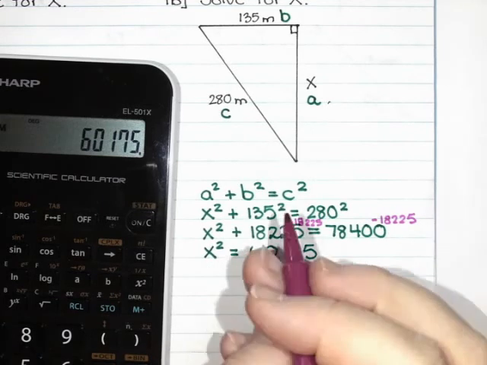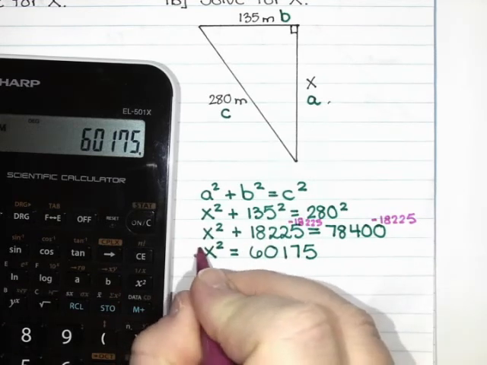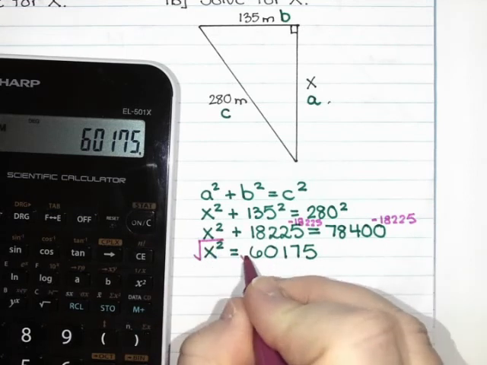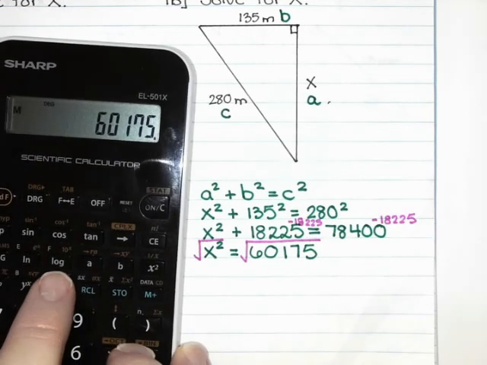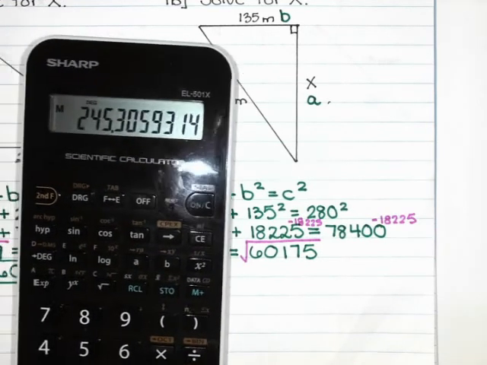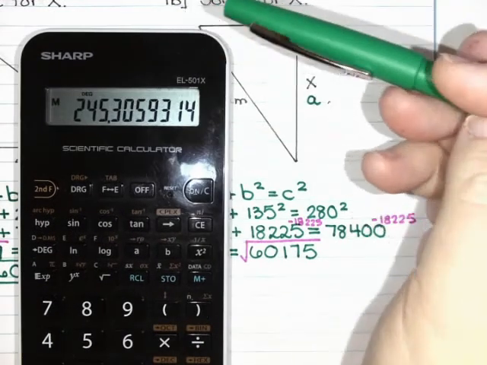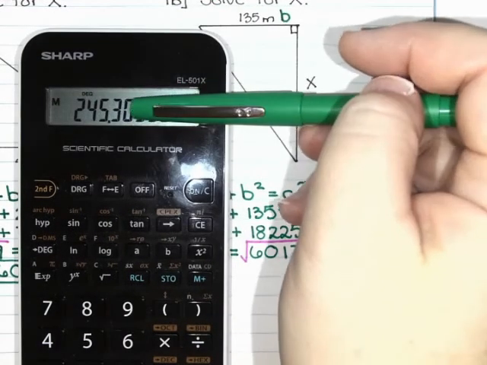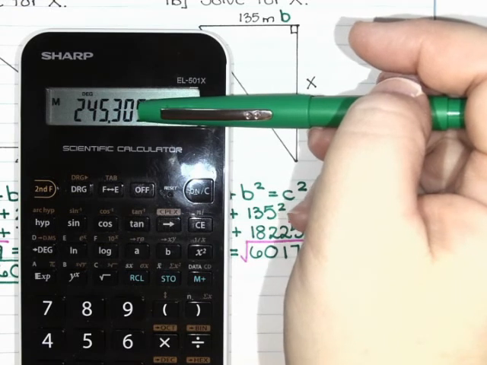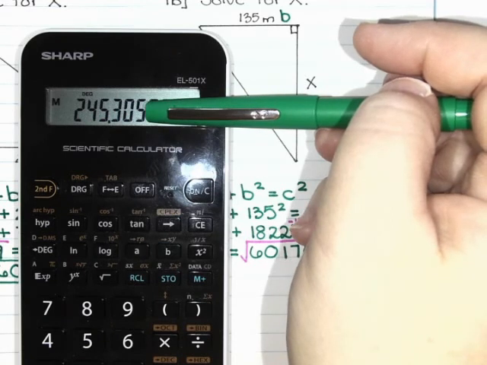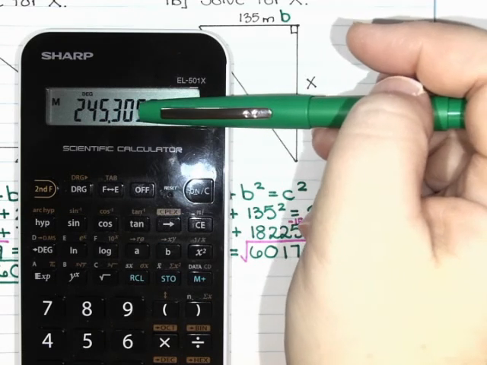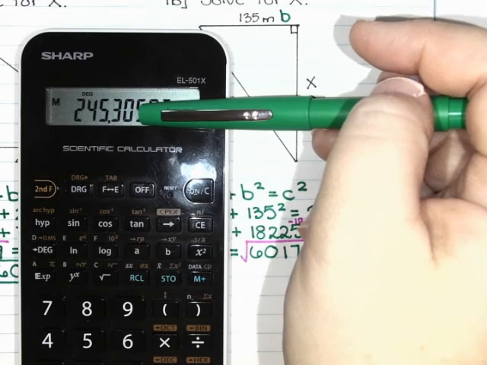In order to find just x, we are going to do the opposite of a square, which is a square root. And we're going to do it to both sides. So on my calculator, I'm going to square root. And I get 245, and it did ask for 2 decimal places. So 0.30, but I am just going to peek at that next number. That next number is a 5. So if it's a 5, 6, 7, 8, or 9, we need to round up. So this is going to become 245.31.